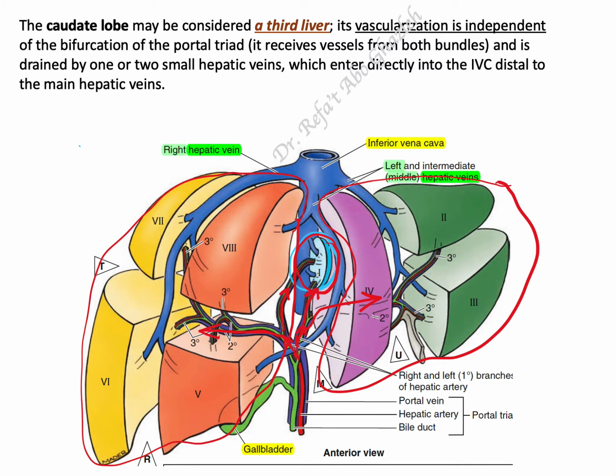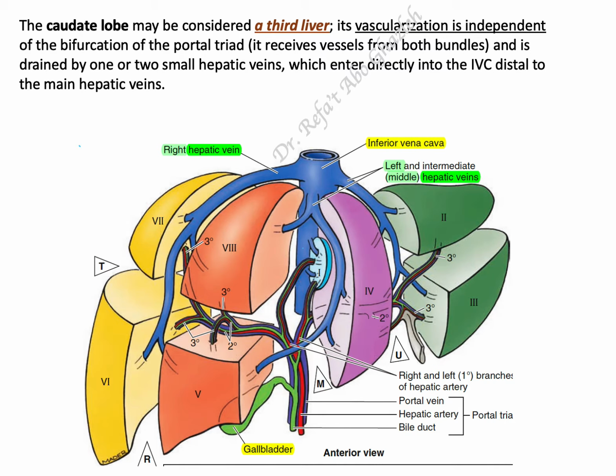also blood coming from the gastrointestinal system through the portal vein. It drains to the left and to the right lobe of the liver, and at the same time, I will erase it so it's going to be clear. So let us follow the blue one. And also the caudate lobe takes blood from the left portal vein, and also from the right portal vein.